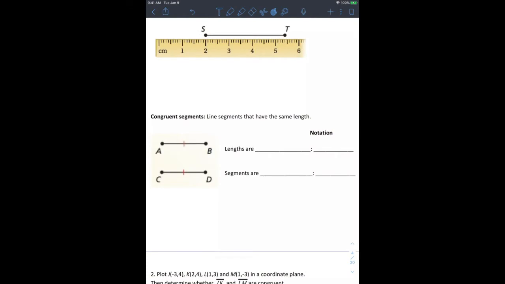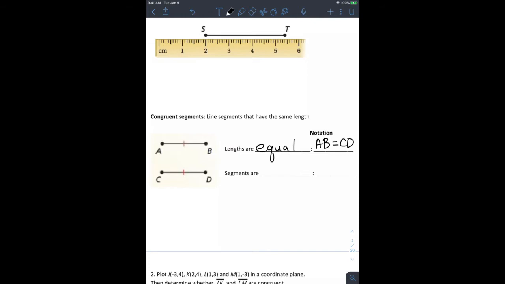Line segments that have the same length are called congruent segments. You'll hear that word congruent a lot, but pay attention to its important distinction. We say lengths are equal, and we use the notation, the equal sign. So we would say that in this picture here off to the left, the length of the segment AB is equal to the length of segment CD.